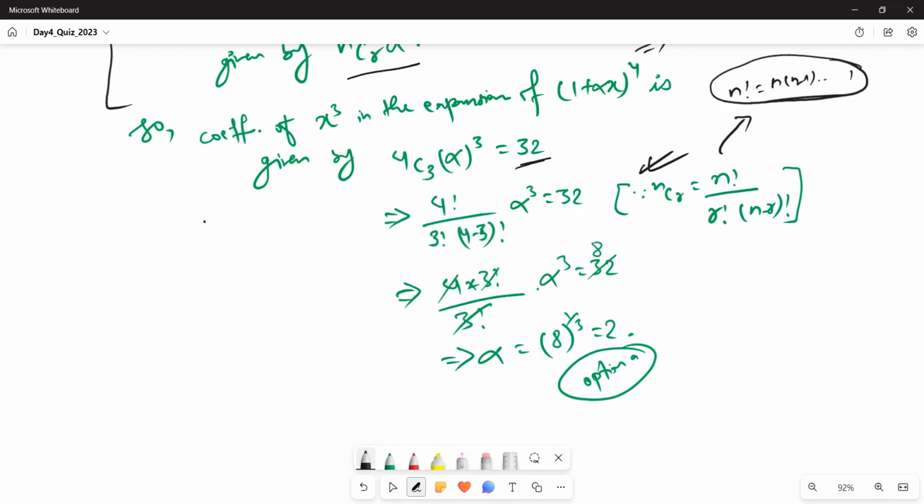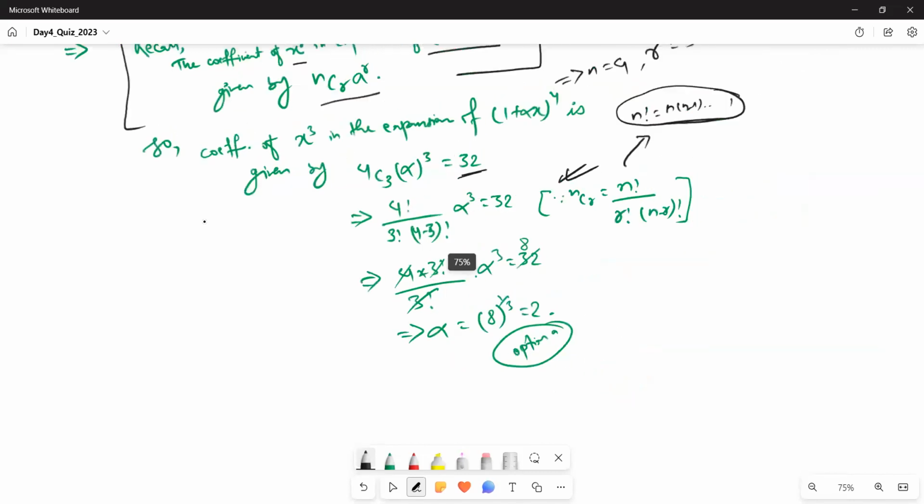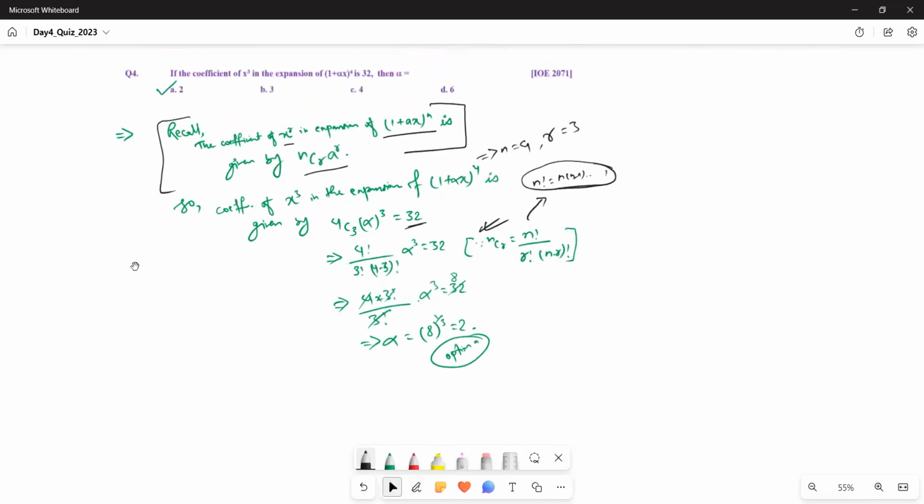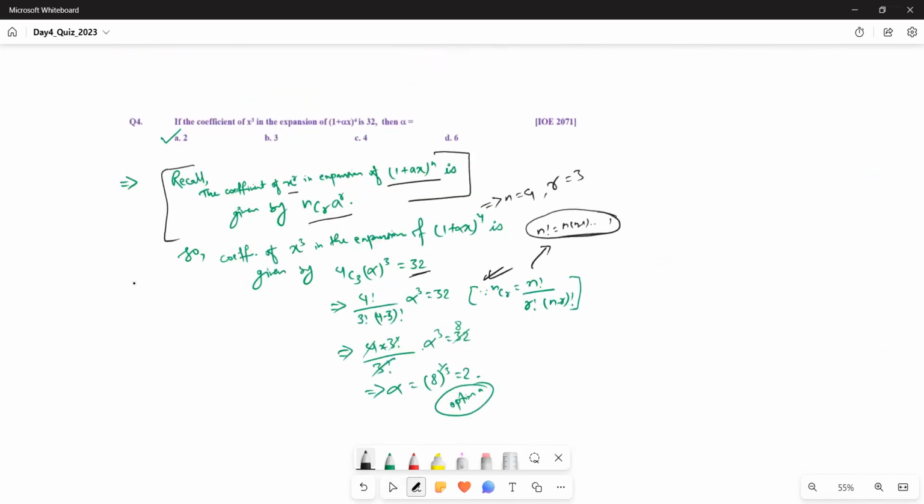So our option A is the right answer. The value of alpha is 2 for the term x cube to have the coefficient of 32. Okay, so in the entrance exam you don't have to write this. You don't need to write this, because I have already written it for you just to make you understand. And now you just remember this formula.